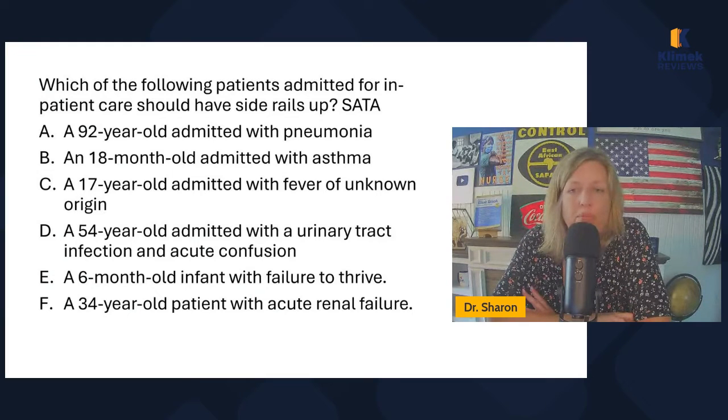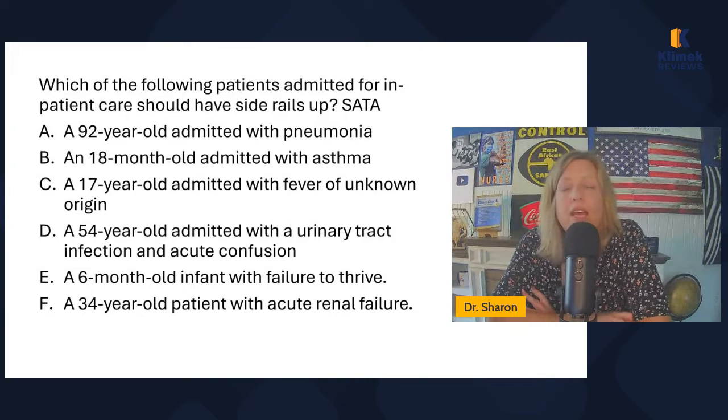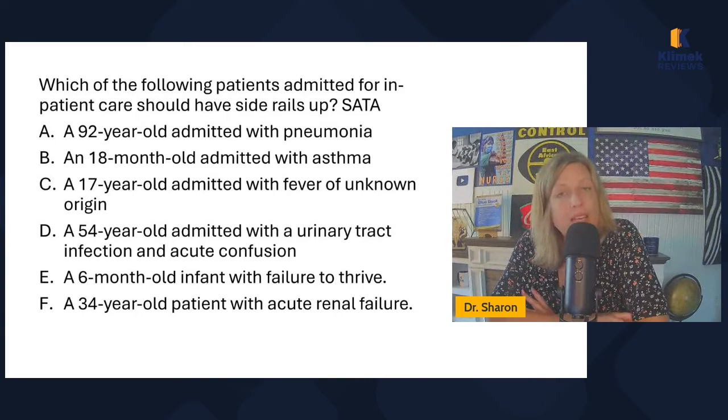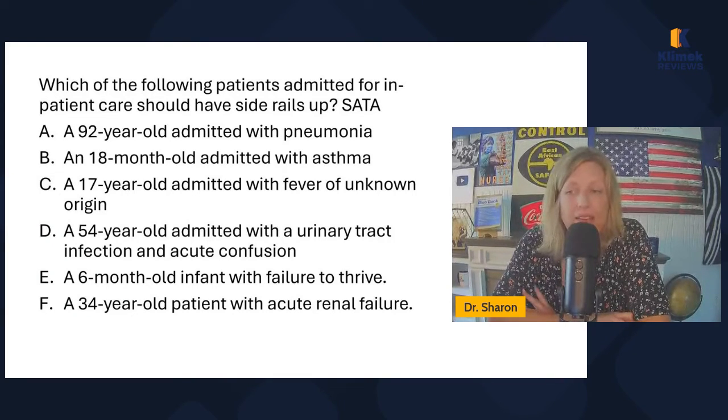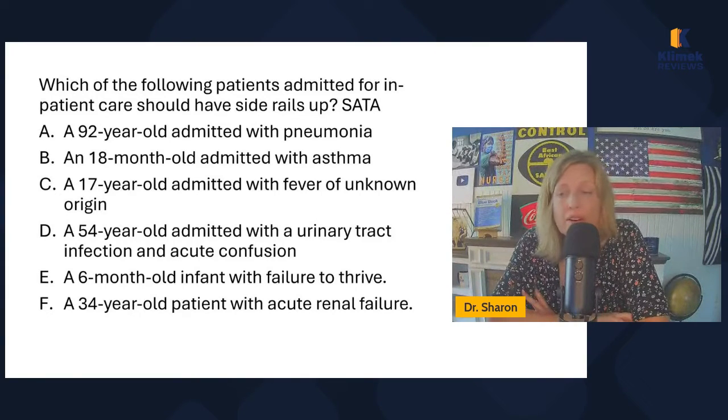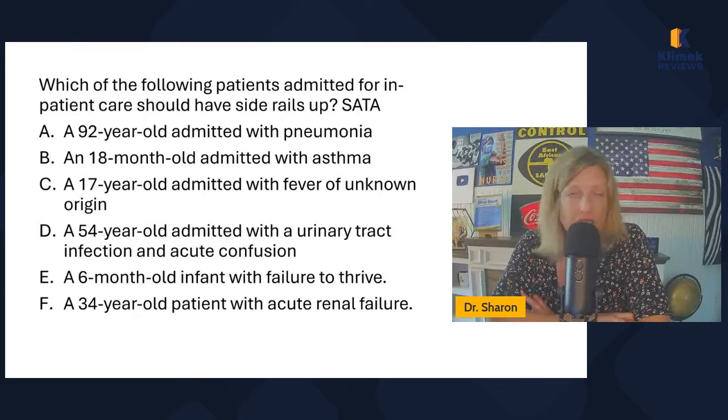A 17-year-old admitted with fever of unknown origin. Is there anything here that puts them at risk for falls? And don't say, well, they could have an IV. They could have an IV, but it doesn't say they do. You only know what they tell you. Is there anything here that tells us they're at risk to fall? No, there's not. Their age doesn't put them at risk to fall. Their diagnosis, fever of unknown origin, doesn't put them at risk to fall. So if they said, can you put my side rails down? I would say, yes, I can.